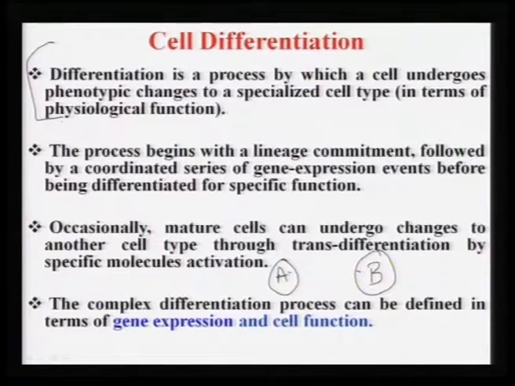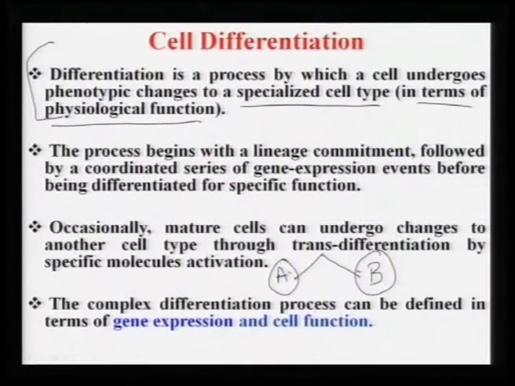What is the definition? Differentiation is a process by which a cell undergoes phenotypic changes to a specialist cell type in terms of physiological function. So, if two cells are differentiated, that means A has a different physiological function than B, and why can they perform two different physiological functions? Simply because their DNA structure, their gene structures are different, and the efficiency of both the genes is also different.